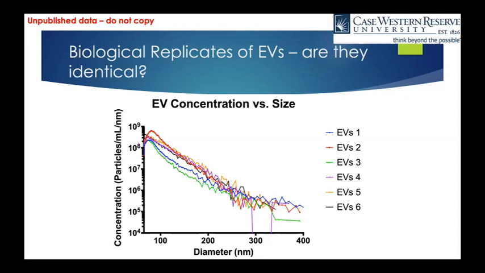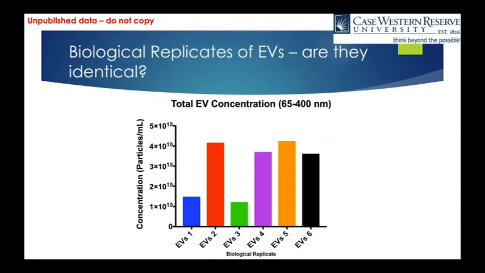And I think this is perhaps better represented by this bar graph that just reports the total EV concentration between 65 and 400 nanometers of size. And here again, you can really see that there are differences amongst our biological replicates in terms of the concentration. So without having some sort of instrument to measure concentration of our extracellular vesicles, we wouldn't really have been able to catch this and normalize for this in our downstream assays.